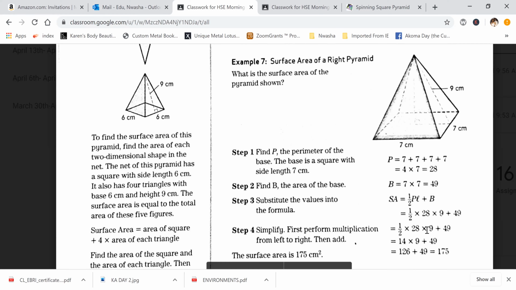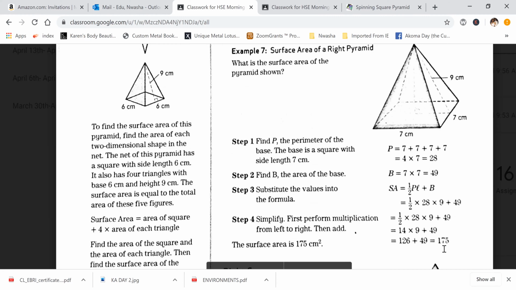So you're saying 1/2 of 28 times 9, which is on the outside, the slant, plus the 49. And now it's back to doing the order of operations. So you're going to say 1/2 of 28 is 14. 14 times 9 is 126. And then do the adding last. 126 plus 49 is 175.